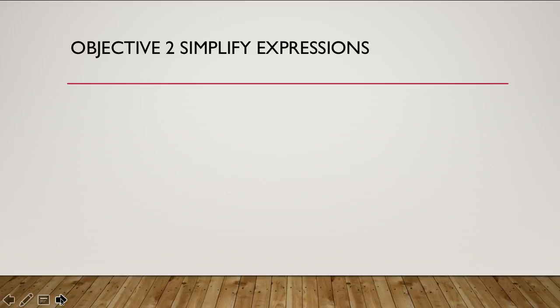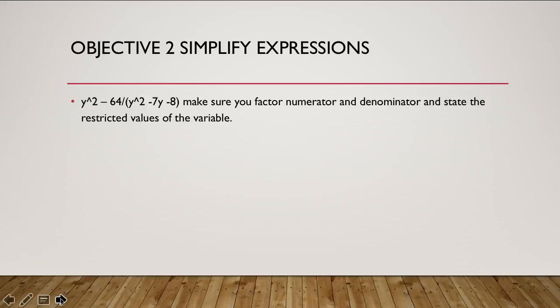Objective 2, simplify expressions. y squared minus 64 divided by y squared minus 7y minus 8. Make sure you factor the numerator and the denominator and state the restricted values of the variable. The numerator is going to be the difference of perfect squares, so it's 8 plus y and 8 minus y. And in the denominator, you need to decide the factors of 8 that are going to add to negative 7. So it's going to be y minus 8 times y plus 1.